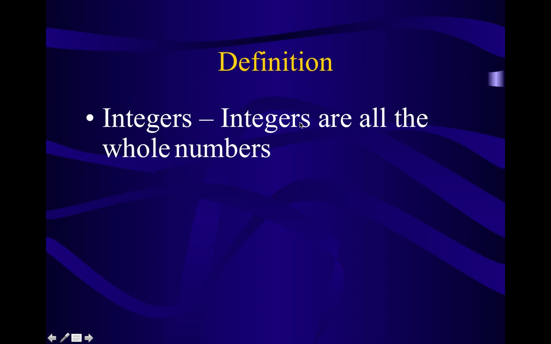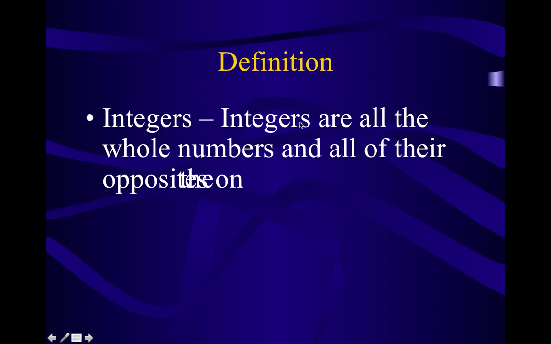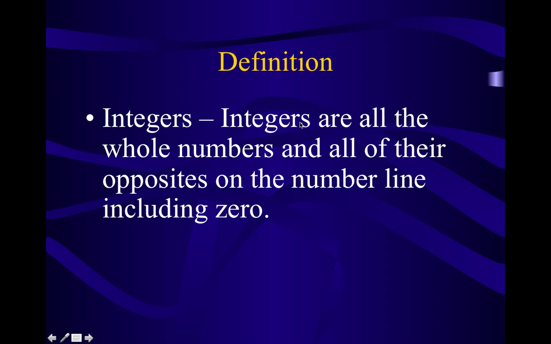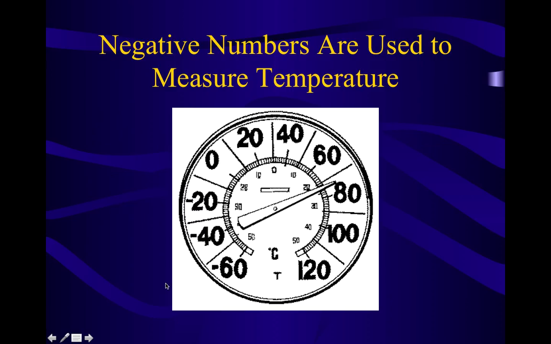Now, integers are all the numbers that we've been talking about. They're all whole numbers and they're opposites, and this also includes 0. So, for instance, opposites we talked about earlier, the opposite of 7 is -7. The opposite of -7 is 7.